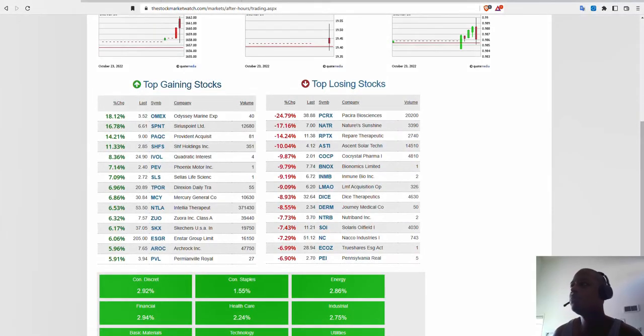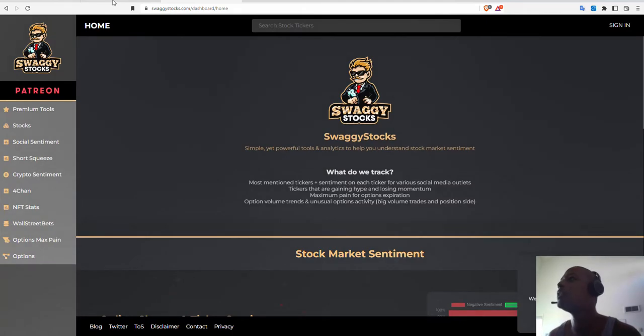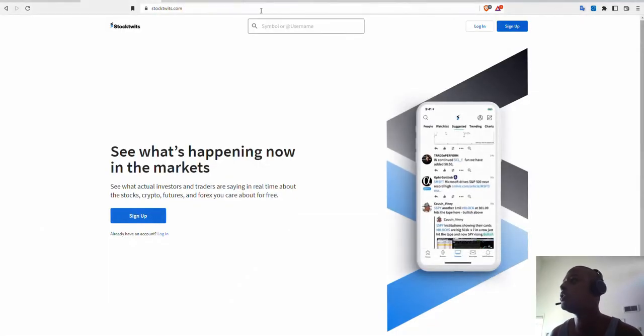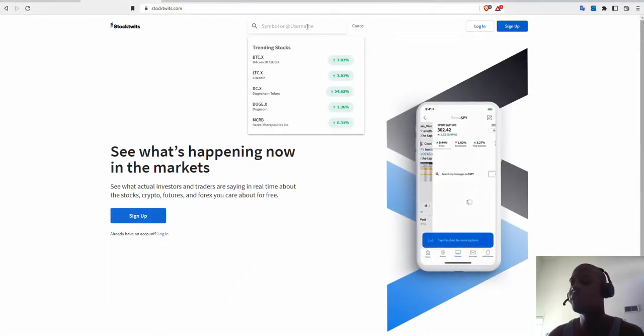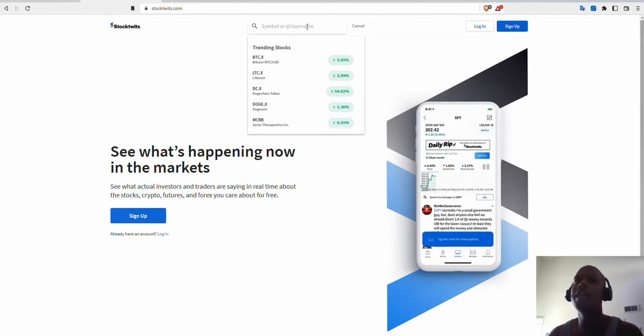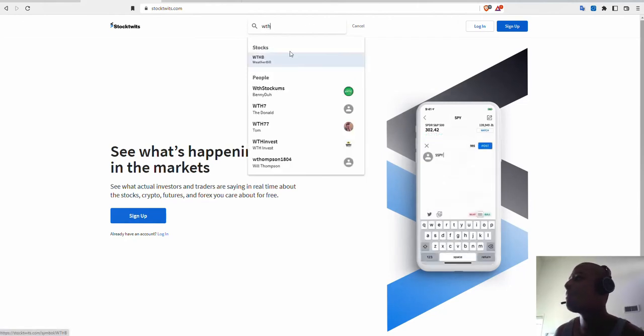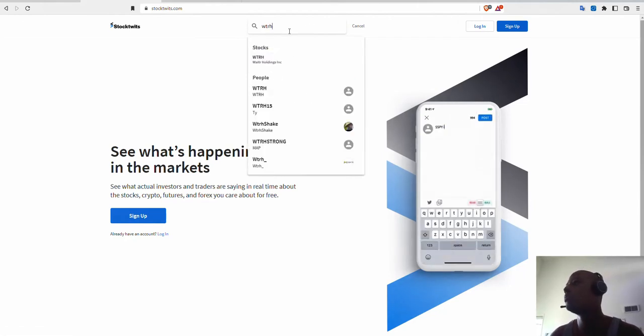If you go to StockTwits and just type in the stock, you can see what other traders are saying about the stock. Or you can search Swaggy Stocks, which we're going to go into next. So let's just say, for example, WTH, or WTRH.